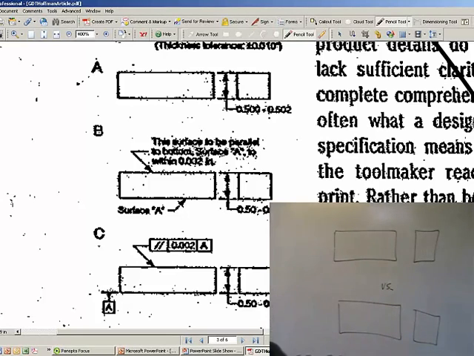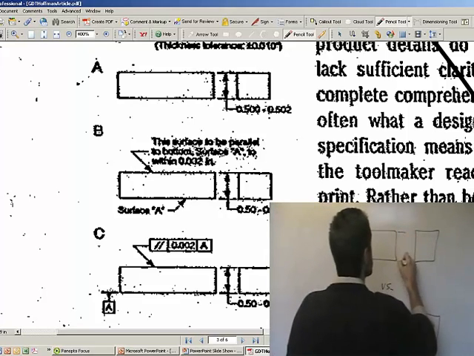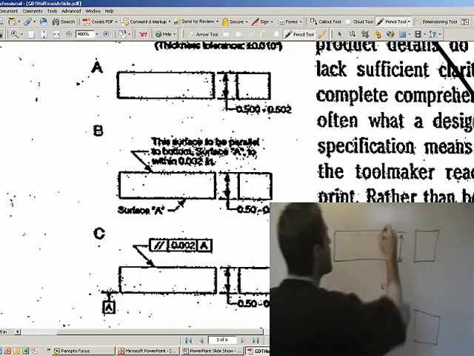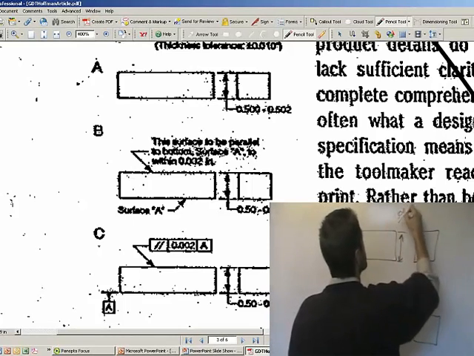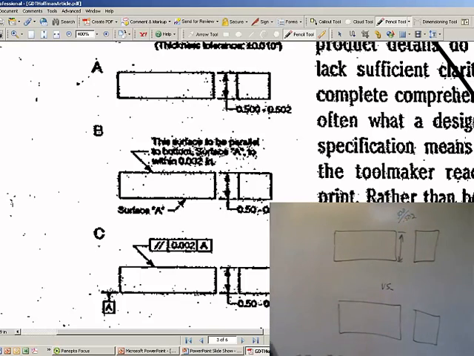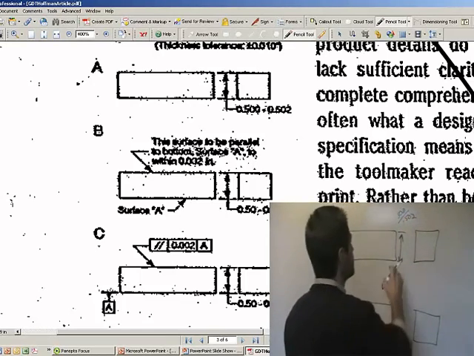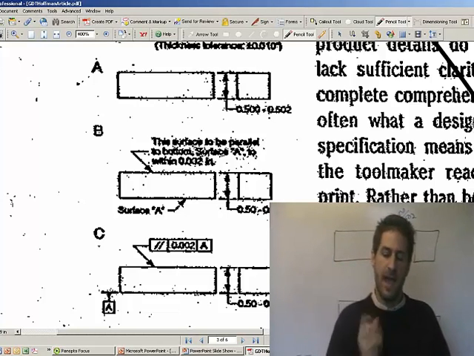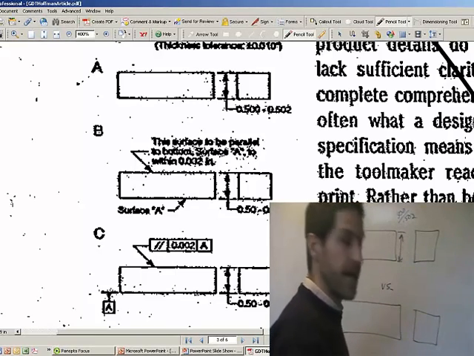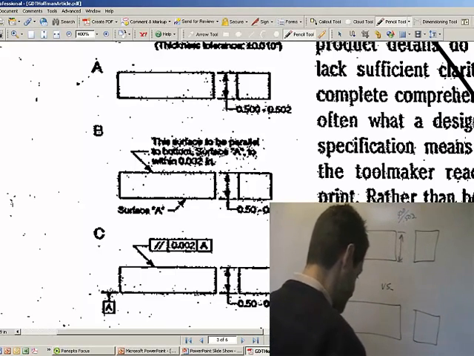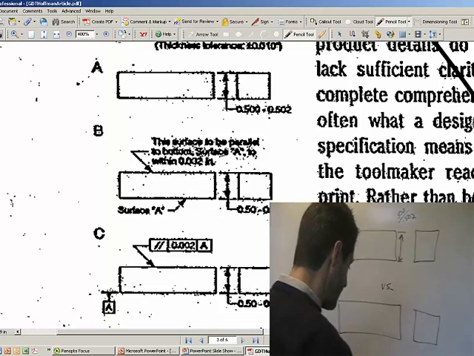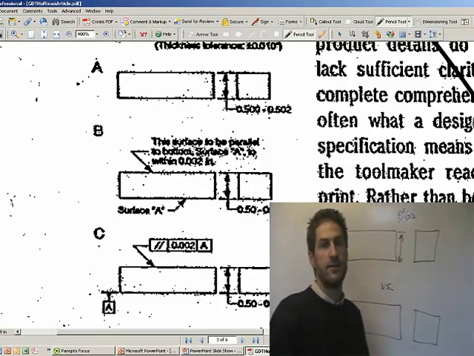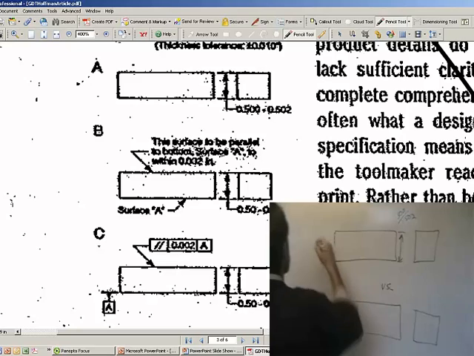And the top one, all it has is this dimension, 0.500 to 0.502, right? That's right. And we need to know what the intent of the designer was. And the intent, basically how this part's going to be used, the designer wanted the top and the bottom sides here to be really parallel to each other. Okay?